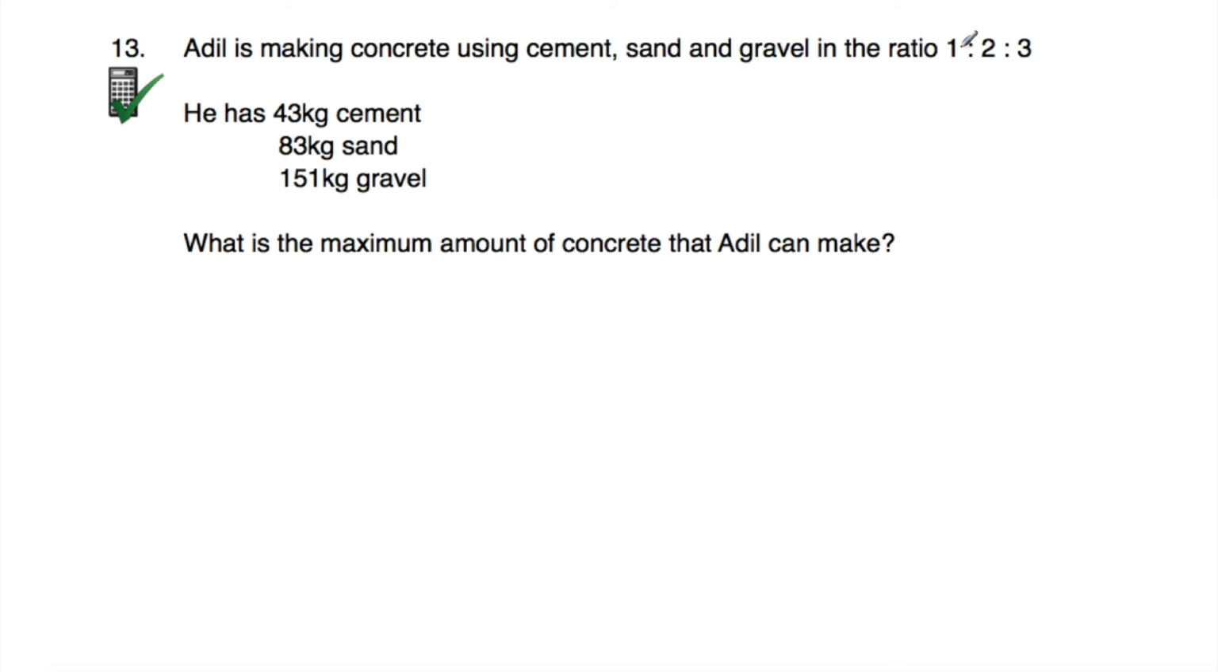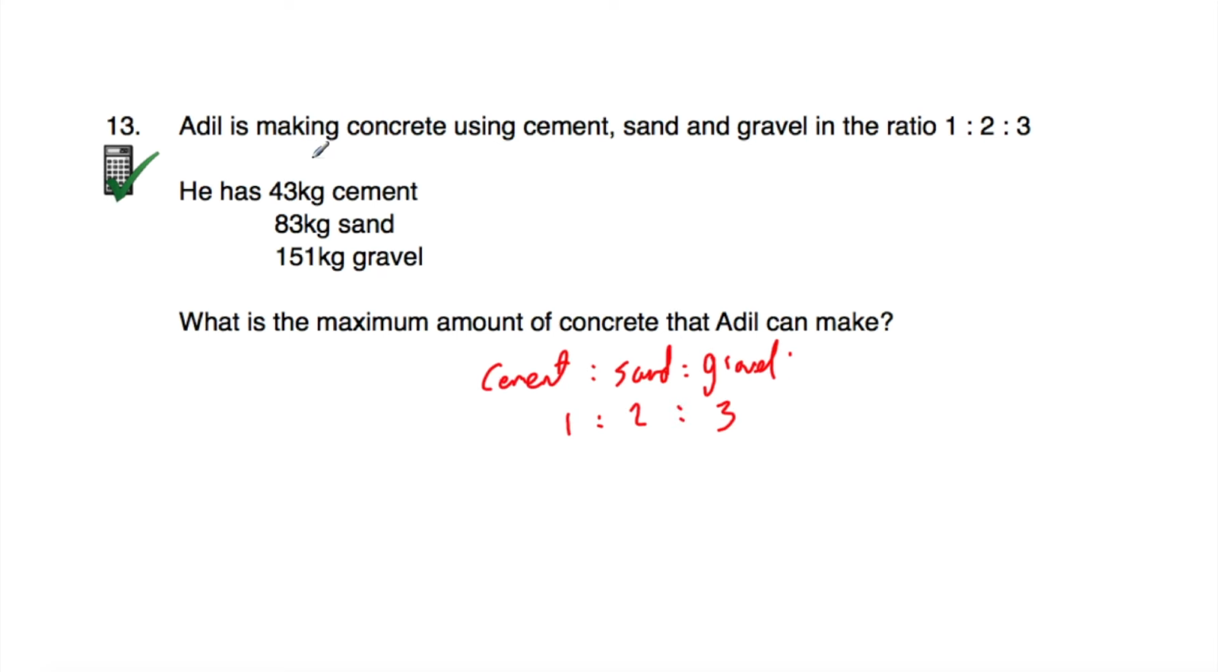Okay, so to this question, what I'm going to do is focus on the ratio, and I'm going to consider the cement, the sand and the gravel. Now, there may be more than one approach to this question, but this is the approach that I'm going to use. Okay, so the ratio is 1 to 2 to 3. So let's start by looking at the cement.